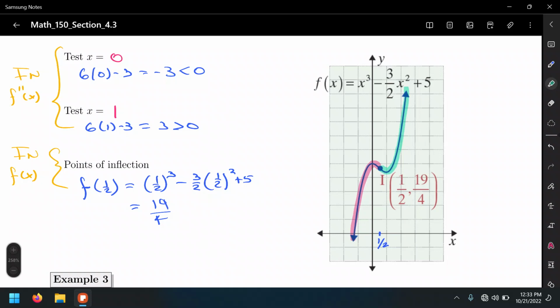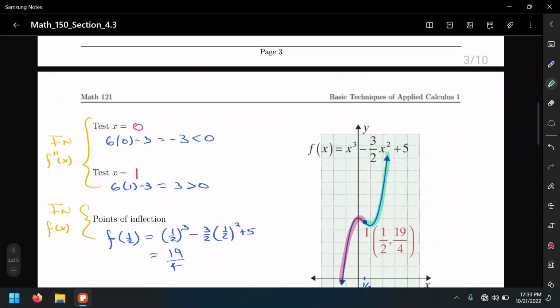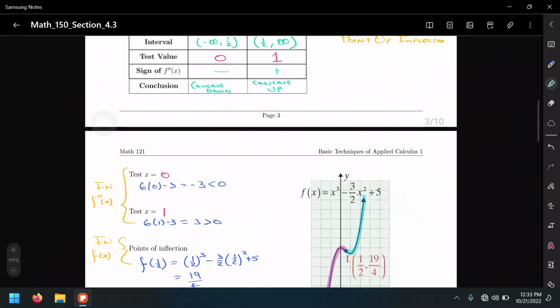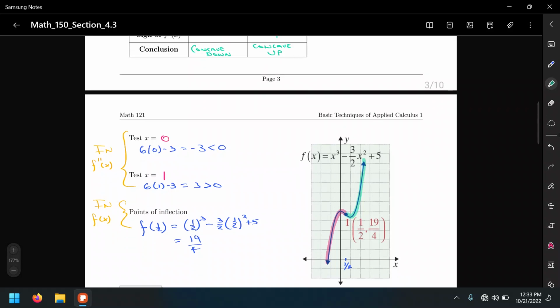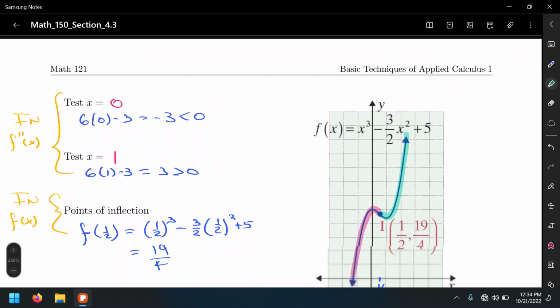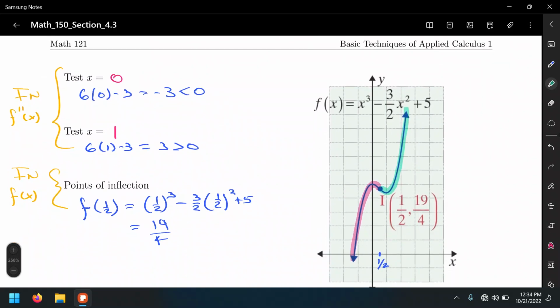All right. Is that consistent with what we have back in our table before? Concave down to concave up? All right. So we can always check our work for consistency with our analytical process and the graphic process. Are you guys following me here? Is everything making sense so far?